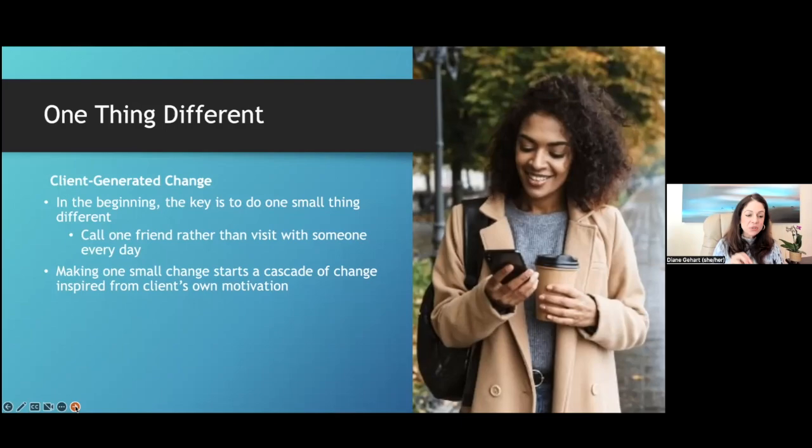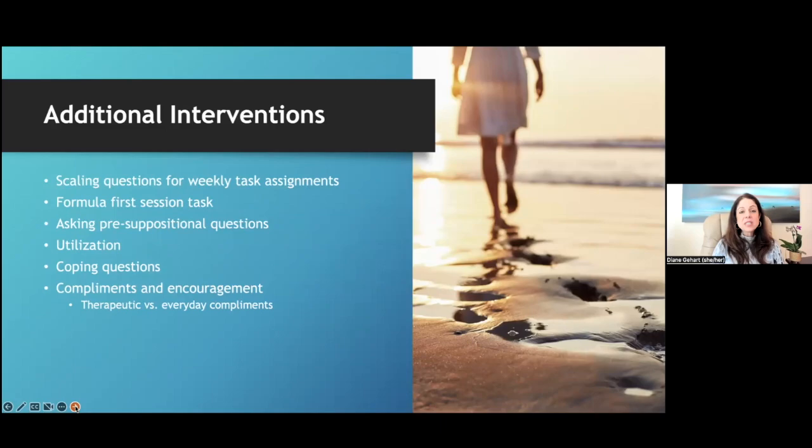There are tons of solution-focused interventions, especially ones developed in the last 10 years or so. So we've got the scaling questions for weekly task assignment we've talked about. And the formula session task is a formula task, meaning it was used with every client: between now and the next time we meet, I want you to go home and notice what's working in your life, because a lot of things are going to start to change. And I want you to go home and bring me back a list of things you don't want to change, so that we don't accidentally change something that you like.